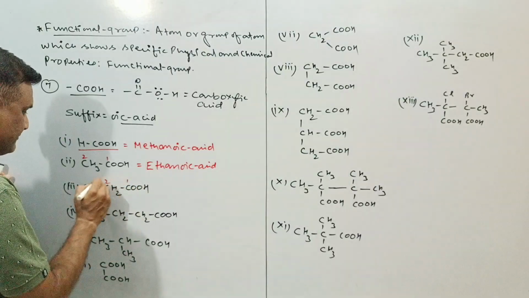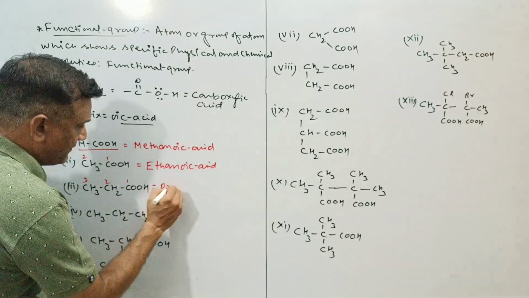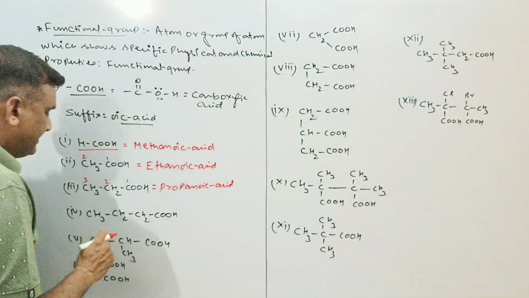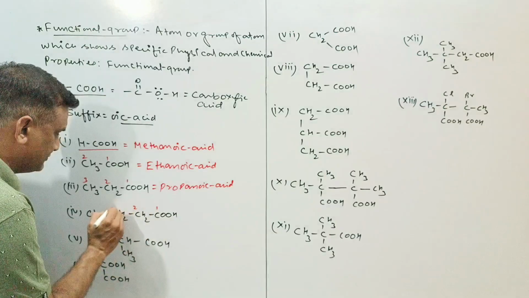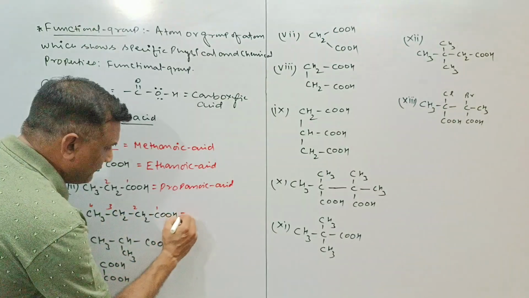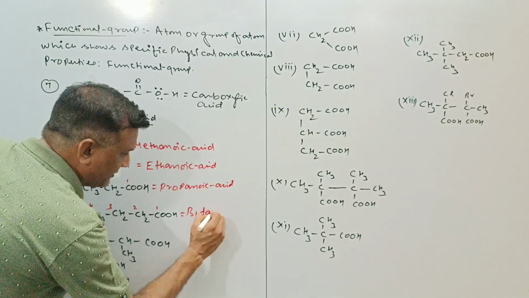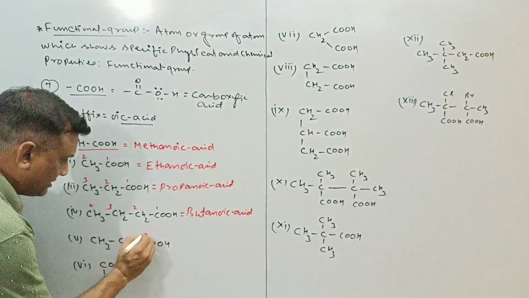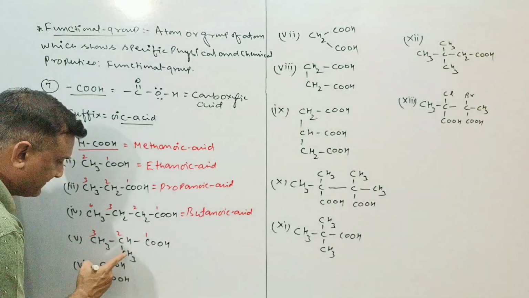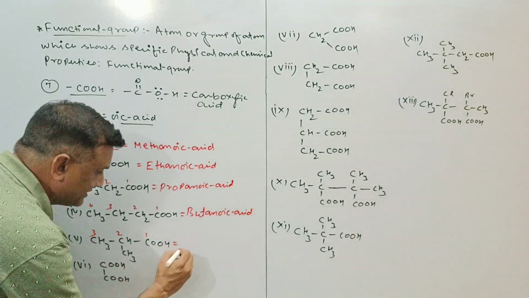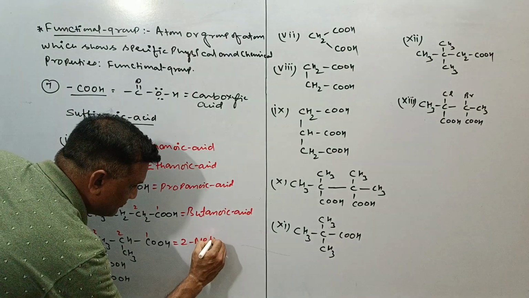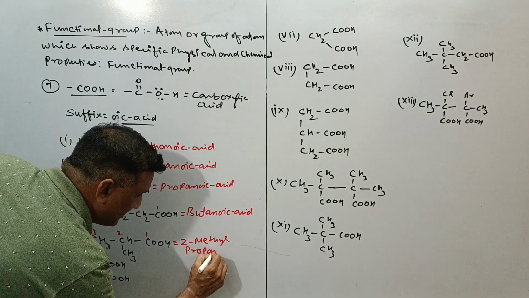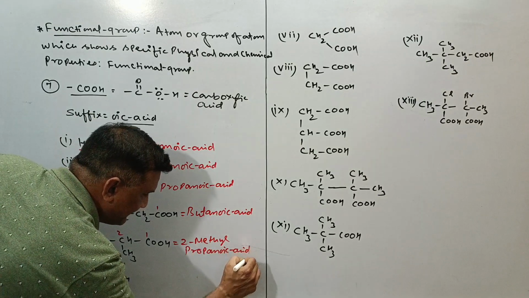For this, it will be 1, 2, 3. This is propanoic acid. If we go with this, then this is 1, 2, 3 and 4. There are 4 carbons in the chain. So this is but, single bond an, and oic acid will be the suffix. For the next, the longest possible carbon chain will be this. Here at number 2 position there is a methyl, so you will call it 2-methyl. There are 3 carbons in the chain, so prop, single bond an, and oic acid will be the suffix.